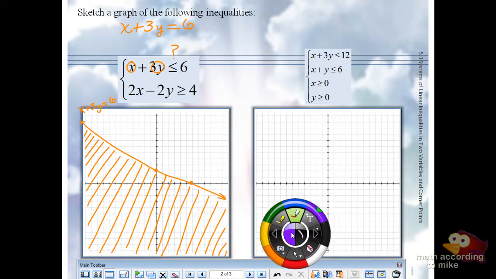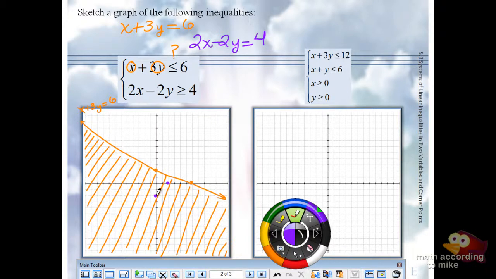All right, we've completed the first inequality. Now we mosey on to the second one. We're going to graph the line 2x minus 2y equals 4. What's the corresponding x-intercept? 2. Because if y was 0, there goes that term. So 2x equals 4, so x equals 2. What's the corresponding y-intercept? Negative 2, because if x was 0, you'd get negative 2y equals 4. So y is negative 2.